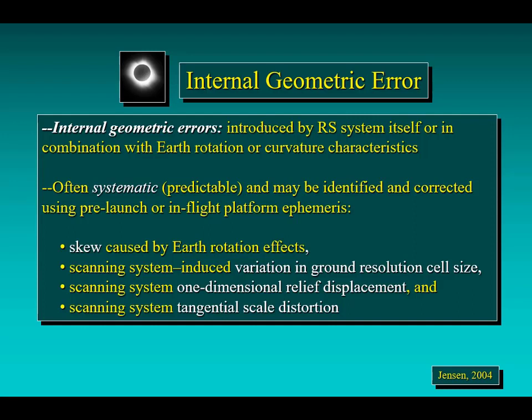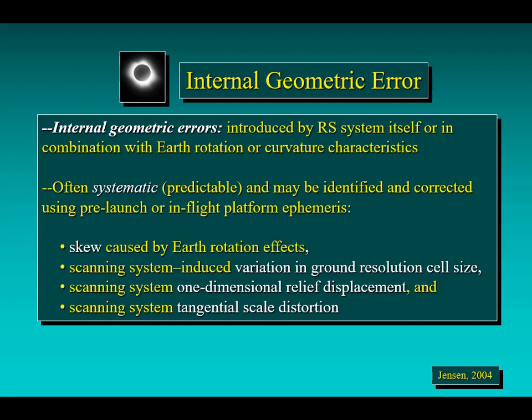So that can include the skew that is caused by Earth rotation effects. And often if you receive data from the data vendor, typically those types of errors, which again are highly predictable, are already going to be corrected for. Scanning system induced variation in ground resolution size. And here when I say scanning system, I'm referring to a whisk broom type scanner. Also scanning system one-dimensional relief displacement, as well as scanning system tangential scale distortion.